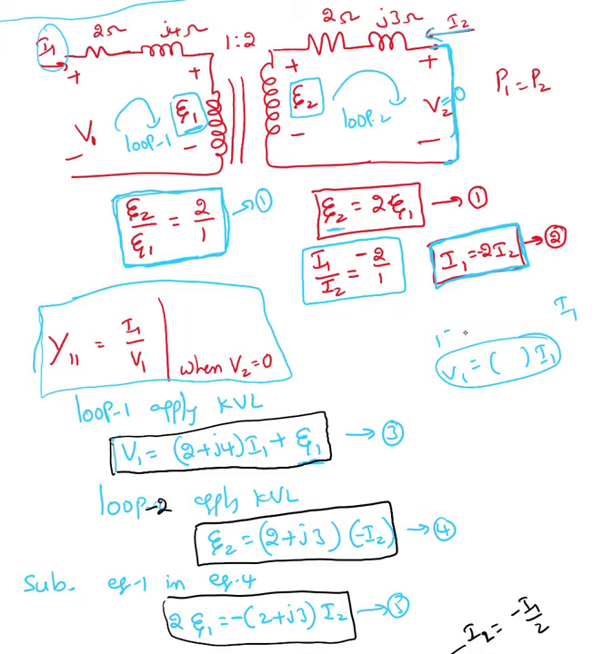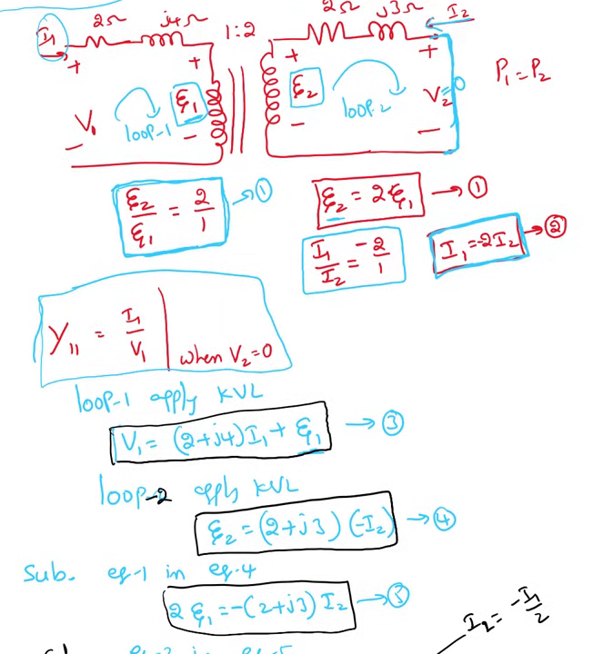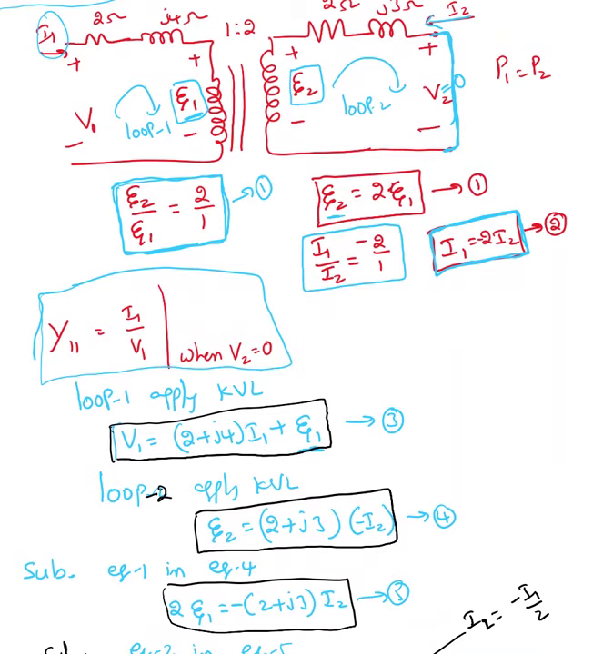Now in loop 1, apply KVL. That's what I'm doing here. When you apply KVL in loop 1, V1 equals (2 plus j4) I1 plus E1. And in loop 2, apply KVL. So if you apply KVL in loop 2, E2 equals (2 plus j3) times minus I2, because I2 is entering there. Okay.